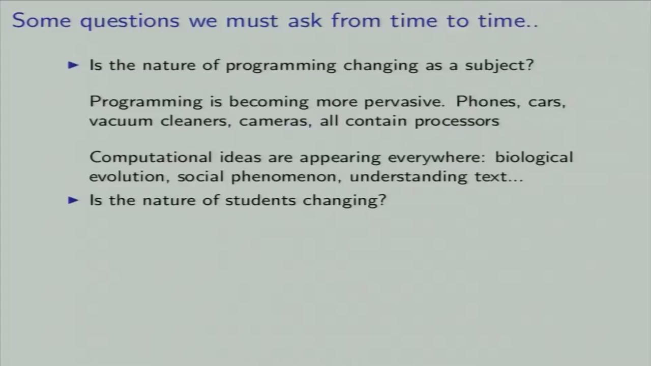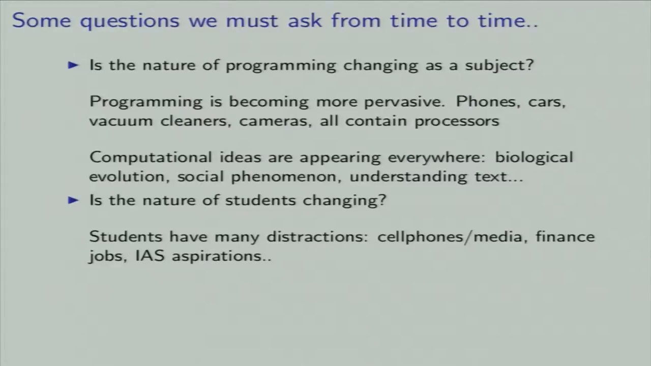The second important question is, are our students changing? After all, we don't teach in a vacuum. We have to have our students. And if they are changing, we have to figure out how they think and what they are doing. Okay. Over time, students have acquired a huge number of distractions. Half the time, students might be texting a message or something like that. So you have to guard against that.